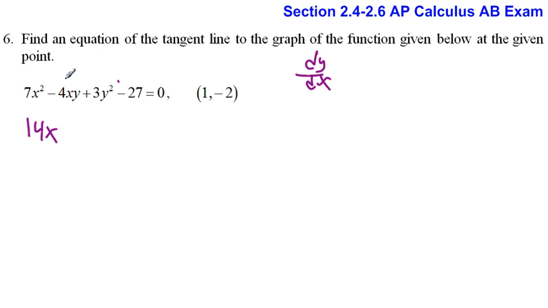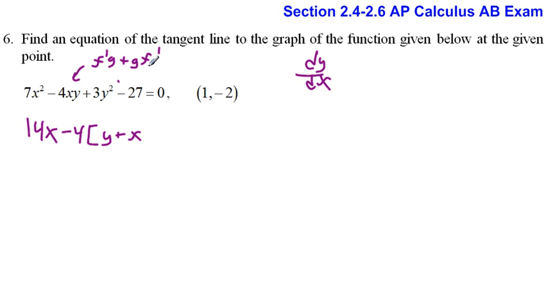Now we have to take the derivative of negative 4xy. So we have two separate terms here. Looks like we're going to have to use the product rule. So I'm going to do minus 4, and then in brackets I'm going to do f prime g plus f g prime, okay? So the derivative of x is just 1. So it's 1 times g, which is y. So it's just going to be y, okay? And then plus f, which is my x. I'm going to put x.